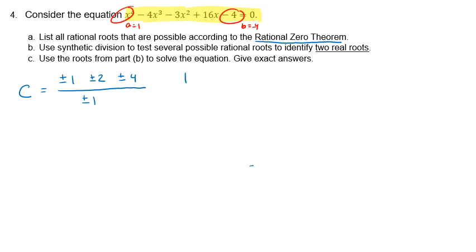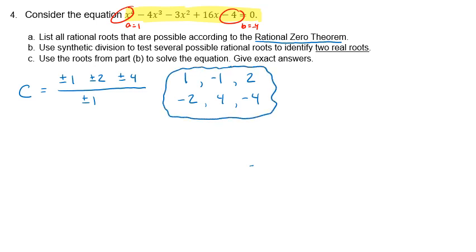So 1 over 1 is 1. 1 over negative 1 is negative 1. 2 over 1 is 2. 2 over negative 1 is negative 2. 4 over 1 is 4, and 4 over negative 1 is negative 4. So we've got 6 potential candidates for roots or solutions to this equation.